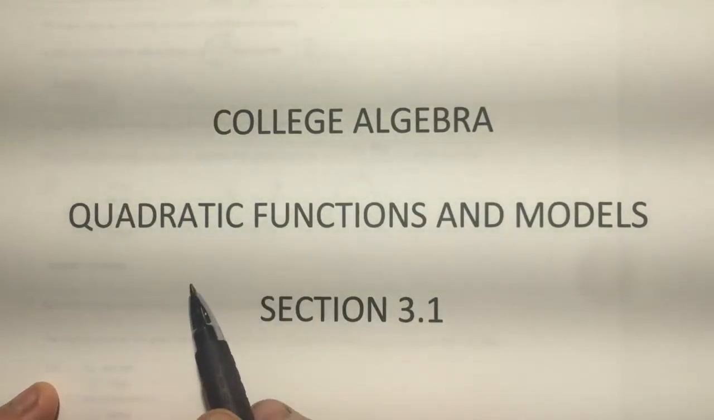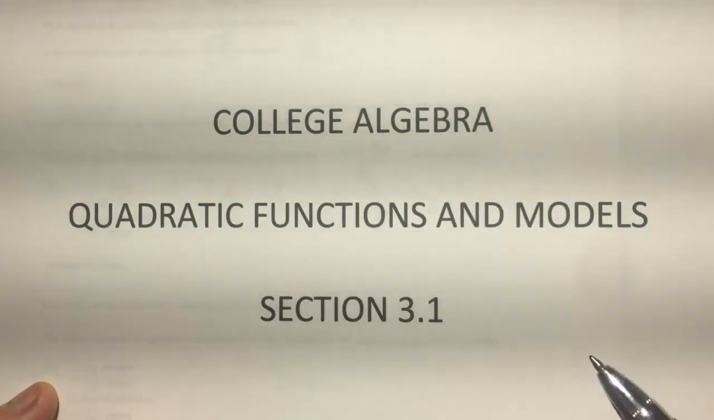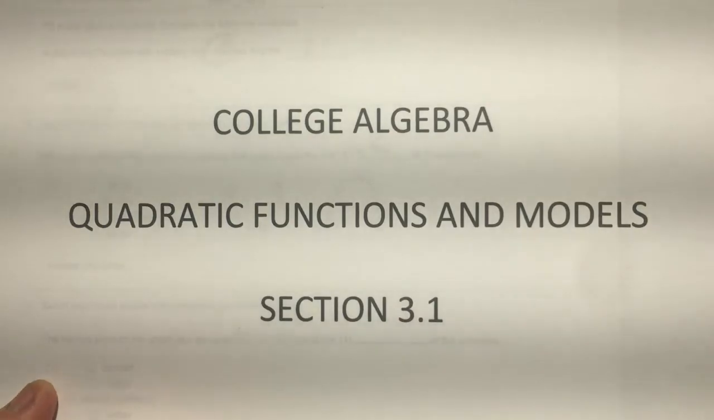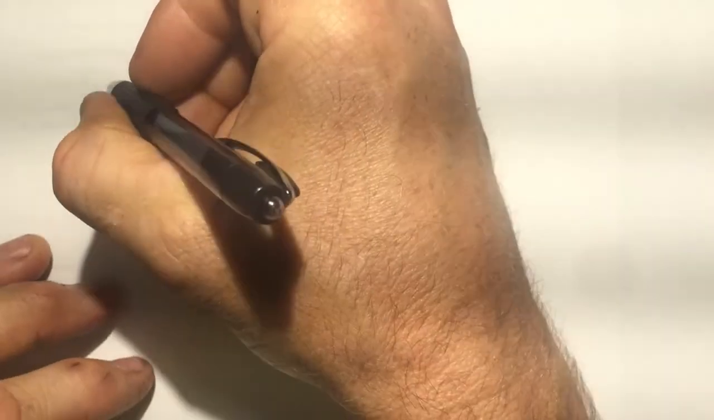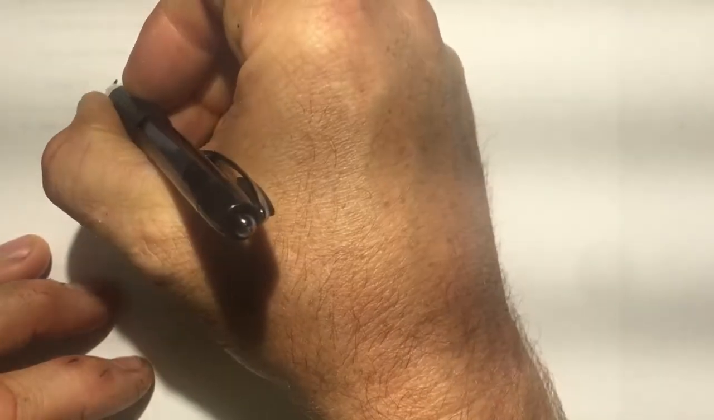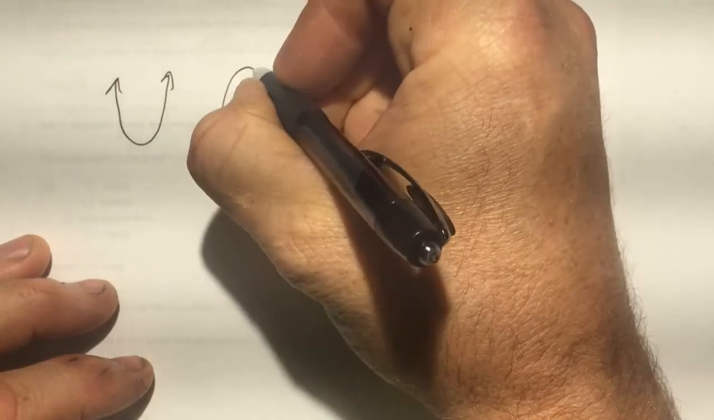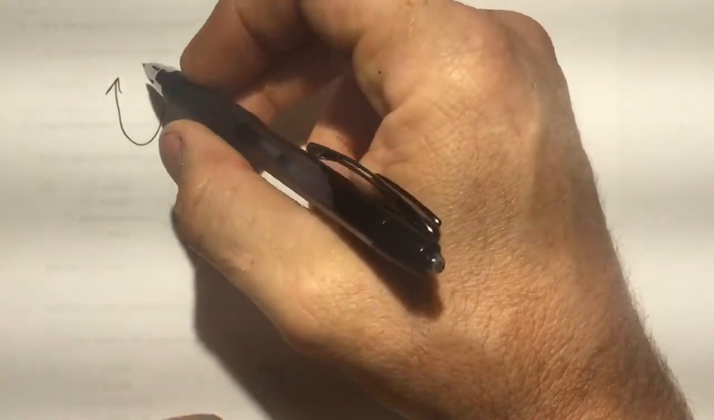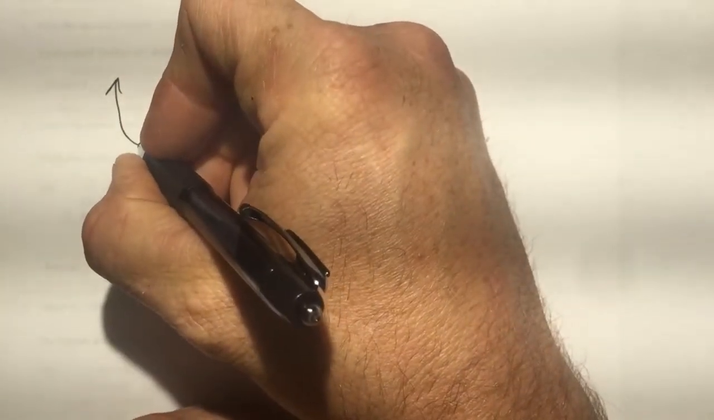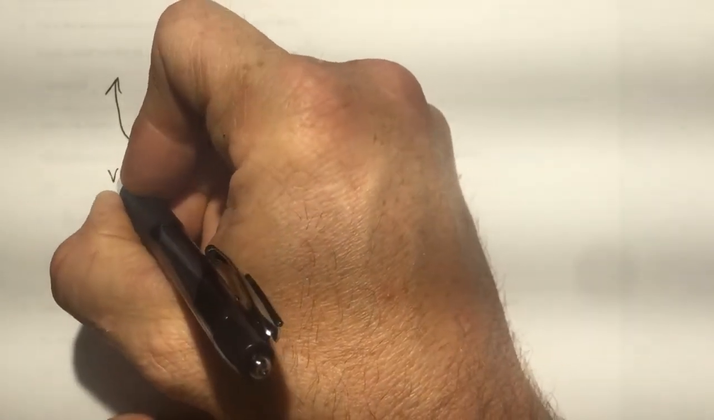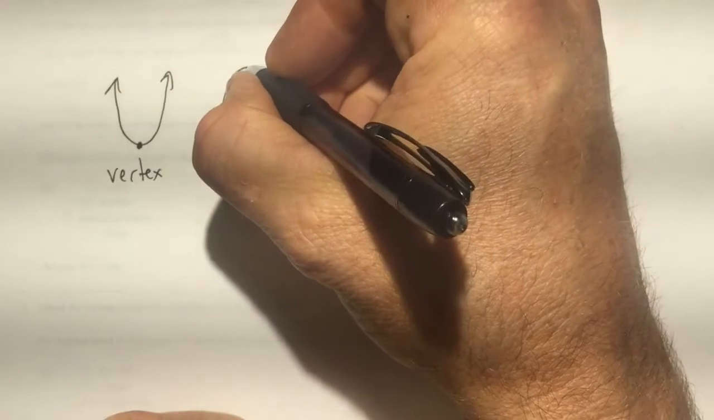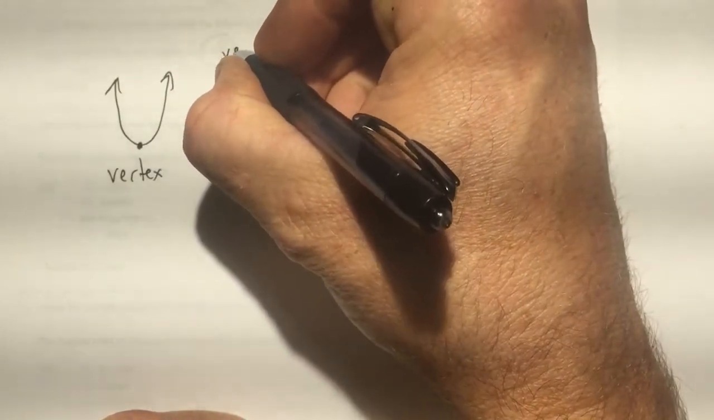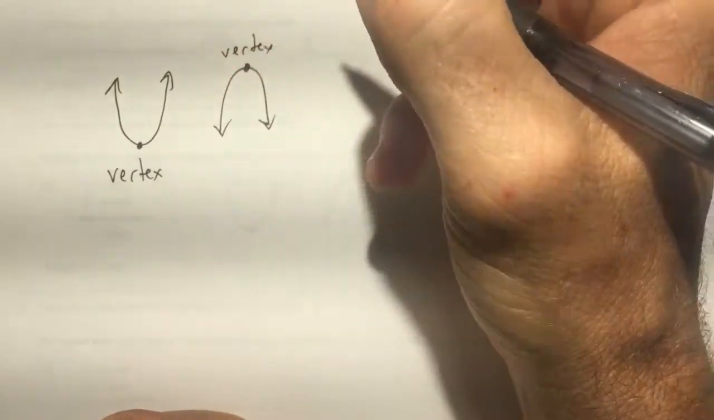All right, college algebra, we're looking at quadratic functions and models. On quadratics, that's when we have a parabola. It can open up or it could open down. If it opens up, we have the vertex down here. This is called the vertex, and it's the lowest point of the whole graph. If it opens down, the vertex is way up here, and it's the highest point of the whole graph.